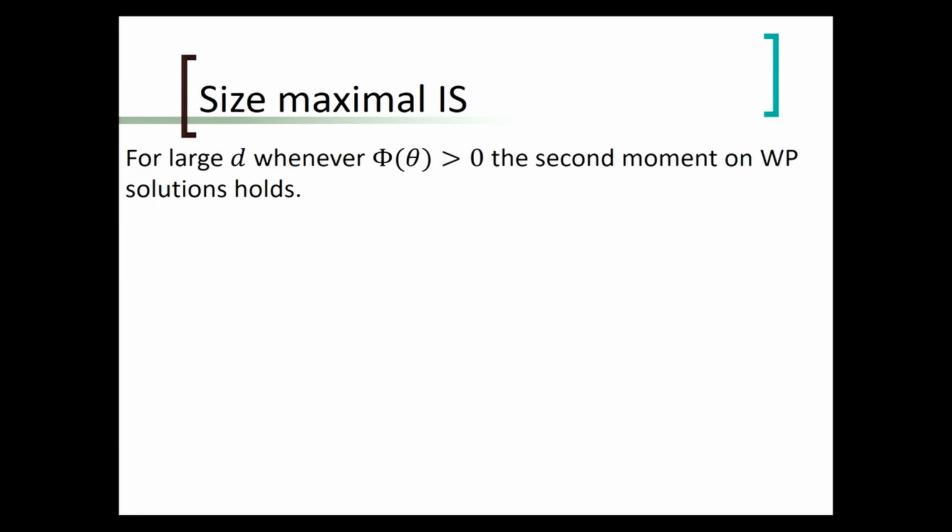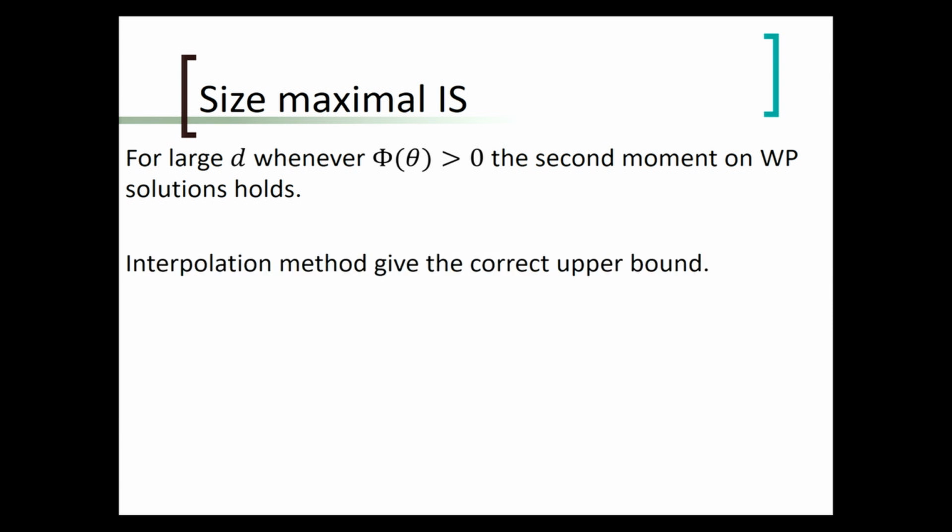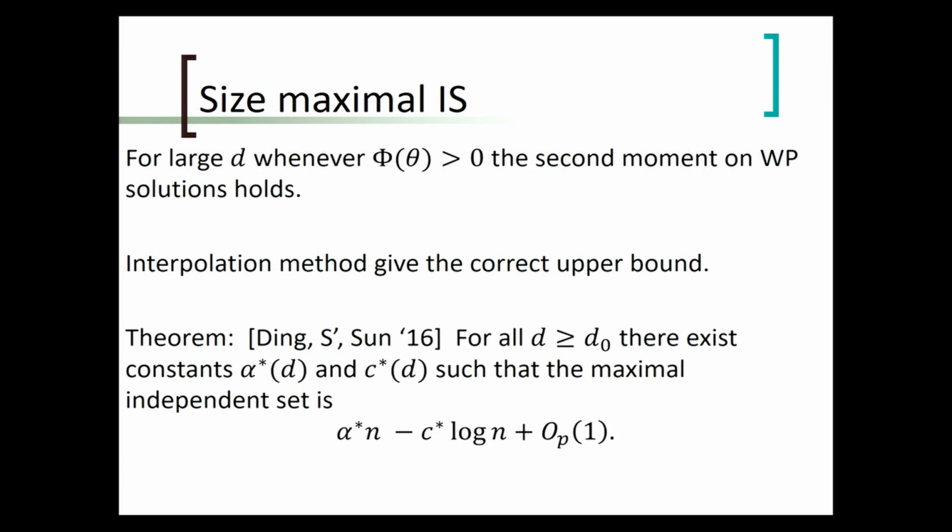And so when D is large enough, whenever this phi of theta is greater than 0, you can apply the second moment method. So it works all the way down to the threshold. You can get an upper bound. You can either do it directly, or a version of the interpolation method can also give the correct upper bound. And so that showed that for all sufficiently large D, the one RSB prediction is true.